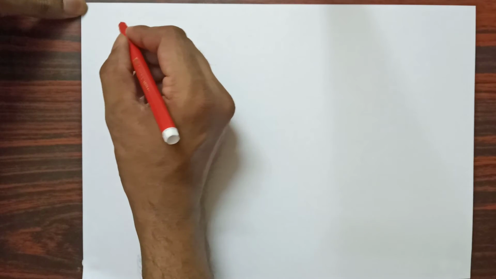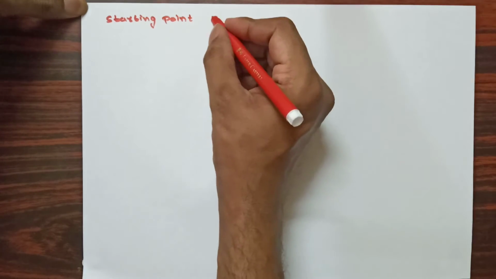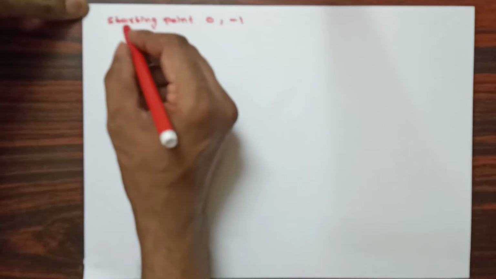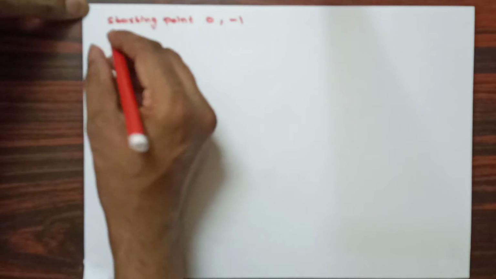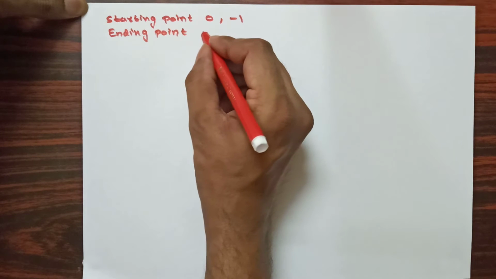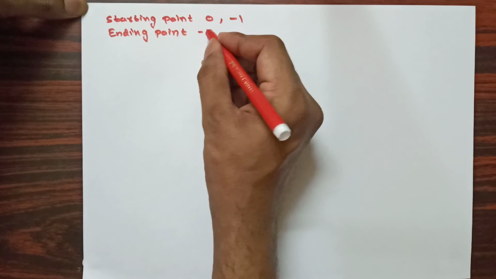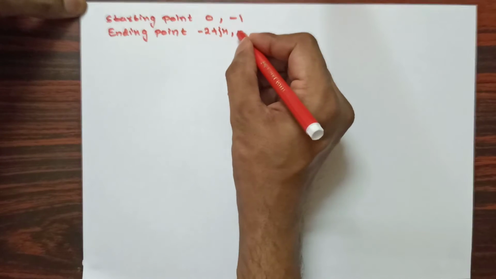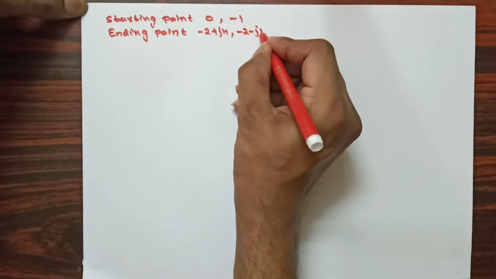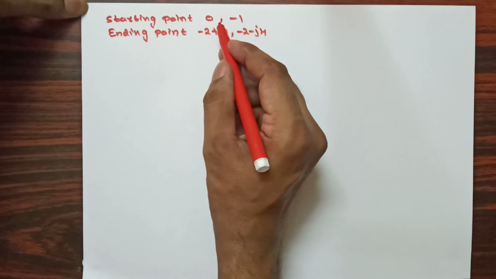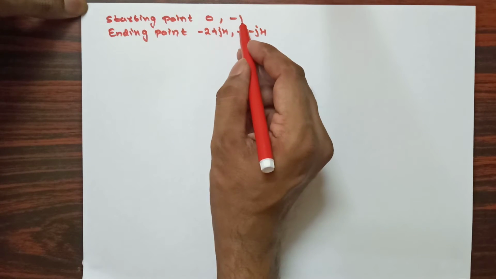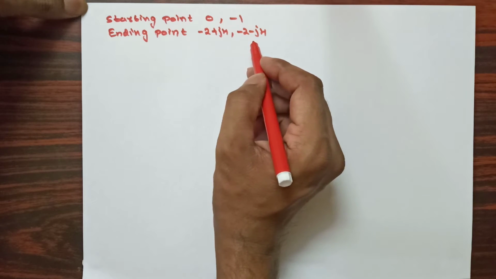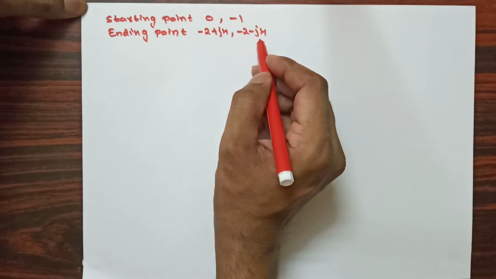In this problem, the starting points are 0 and minus 1, and the ending points, the zero locations, are minus 2 plus j4 and minus 2 minus j4. So the poles originate at 0 and minus 1, and one ends at minus 2 plus j4, and the other pole ends at minus 2 minus j4.